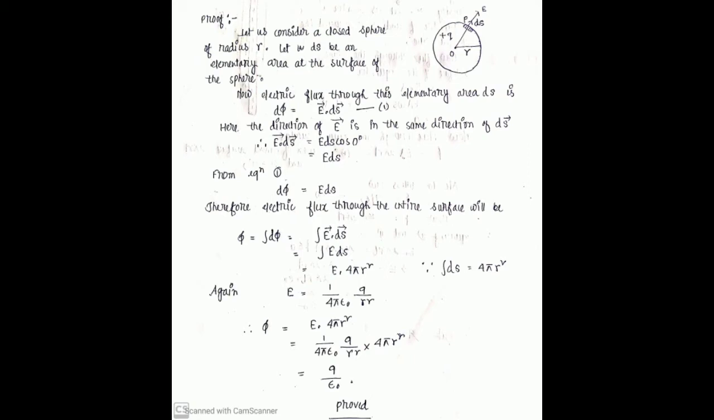Again, we already know that the electric field for a charge q at a point of distance r is equal to 1 by 4 pi epsilon naught q by r square. So by equating, phi is equal to E into 4 pi r square, that is 1 by 4 pi epsilon naught q by r square into 4 pi r square. 4 pi r square gets cancelled, which is q by epsilon naught, and hence the law is proved.